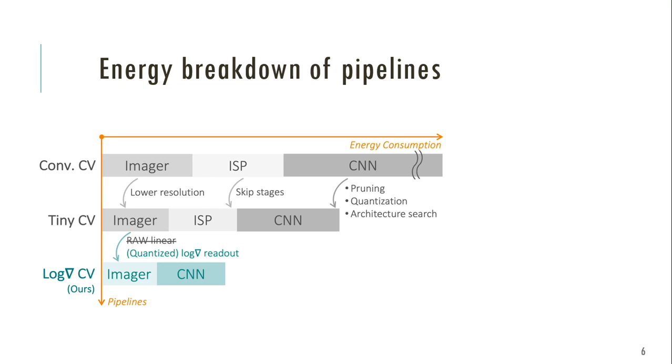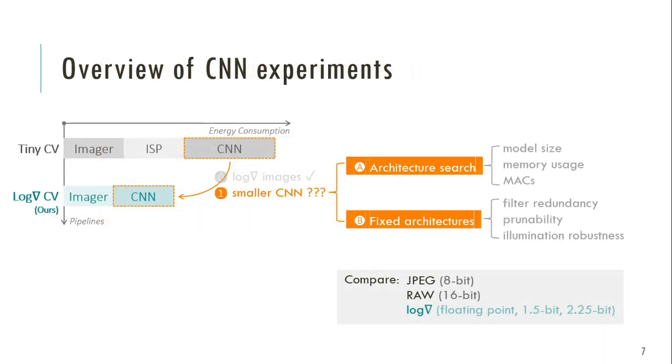Next, if we put all of the energy breakdown of all 3 pipelines, we can see a significant reduction from conventional computer vision to tiny computer vision, and then to our log gradient computer vision. So the power savings do not come only from the log gradient imager. It also comes from the compression of scenes, as I explained. I mean the intuition we just talked about. But that was just an assumption.